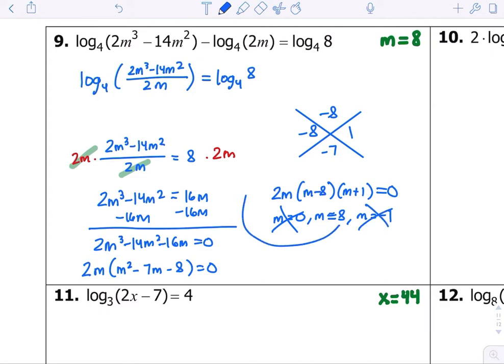And if you plug in this one into all your m's, that looks like it will be positives all around. So your answer is actually going to be m is equal to 8.